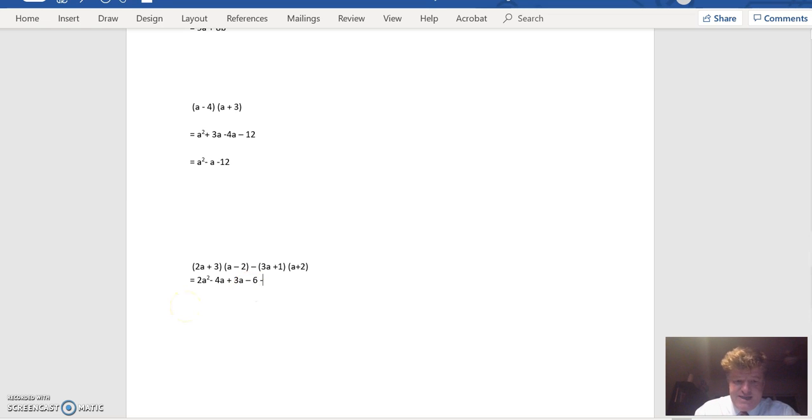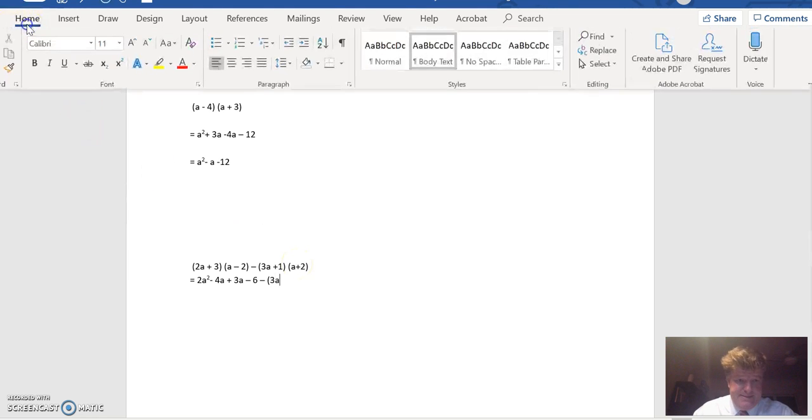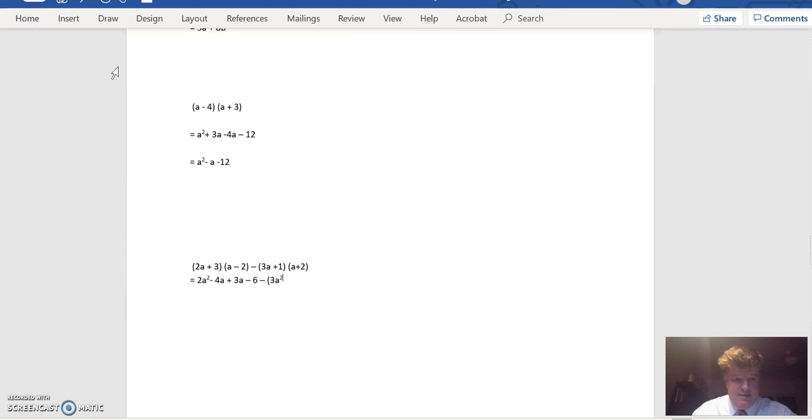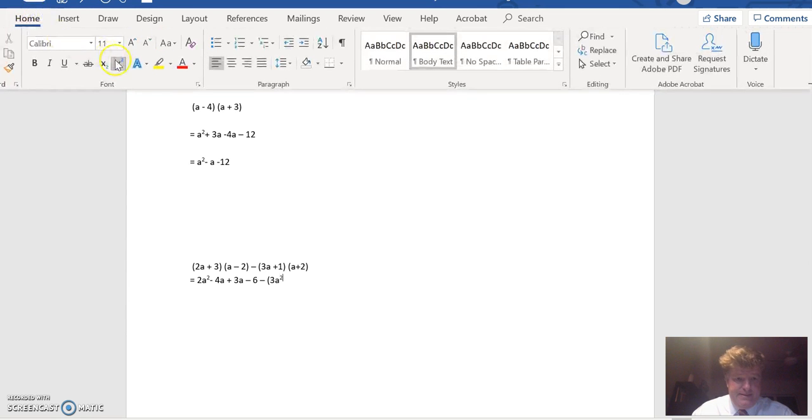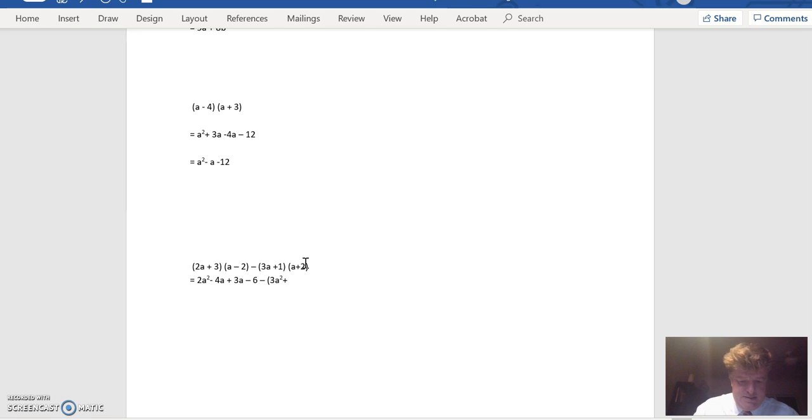Now, we're taking away the second side, so I'm going to leave a set of brackets in to remind me we've got to take away all these terms that we multiply out. 3a times a is 3a squared. 3a times 2 is 6a. 1 times a is just going to be 1a. And 1 times 2 is just going to be 2.